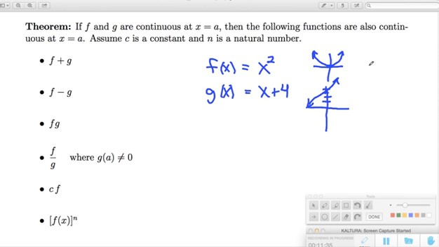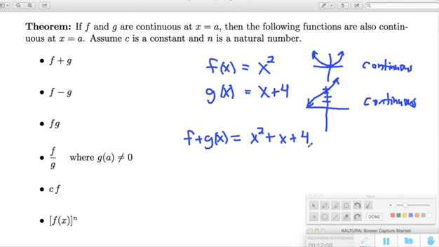Again, we know what the graph of x squared looks like. It's a continuous function. We know that g of x equals x plus 4 is a continuous function. Well, then any one of these combinations here on the left is also continuous. So for example, f plus g at x. Well, if you take the function f and add on the function g, that new function is really x squared plus x plus 4. So we know that x squared plus x plus 4 is also continuous without actually having to check it in any sort of way.